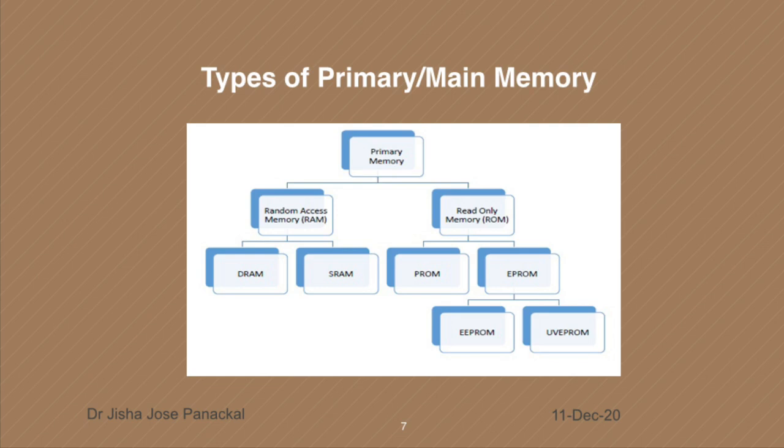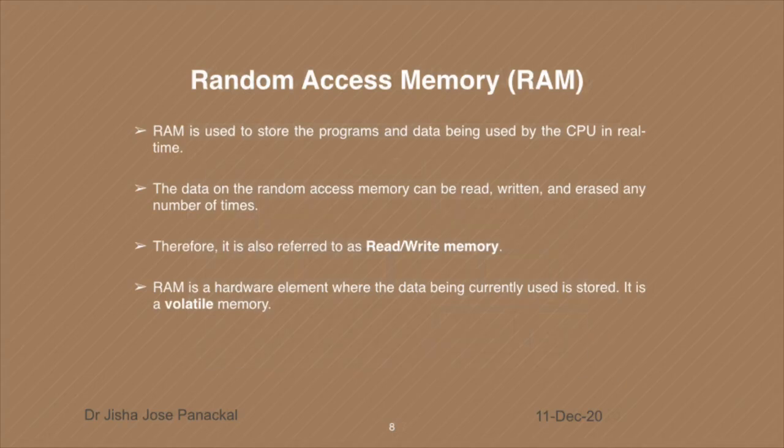PROM stands for programmable read-only memory, and EPROM means erasable programmable read-only memory. Again, the EPROM is divided into 2 based on the mechanism used to erase the contents. It can be electrically erasable or ultraviolet erasable programmable read-only memory. Today we will learn RAM and ROM and the major differences between these 2 types of memories.